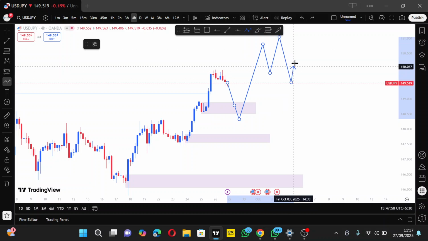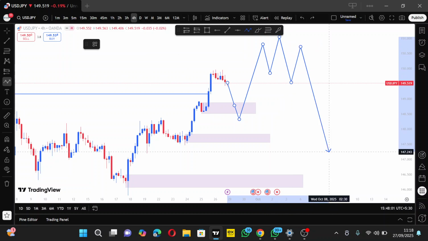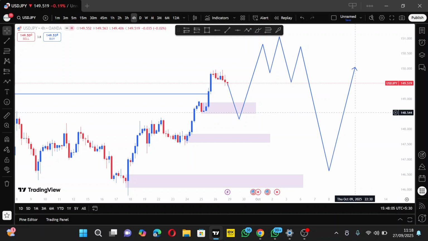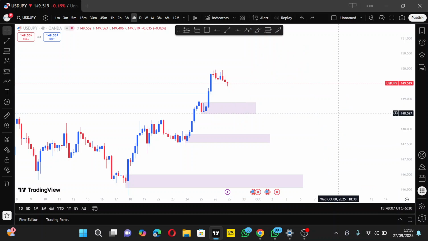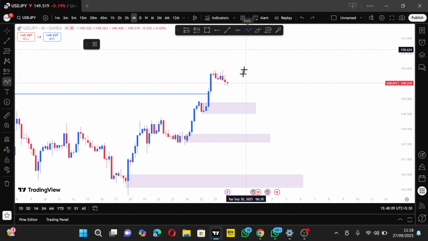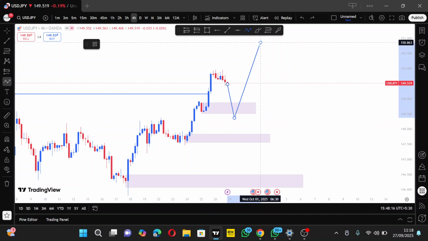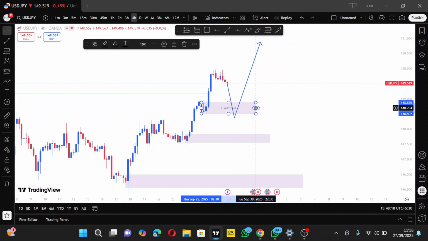change of character. Then before we now see a retracement down to this area, then before we buy again. So that one is going to take a long time before it's going to happen. So for now, I'm expecting USD to sweep this low and tap into this breaker block before I take my buys. So this is what I'm expecting for now.